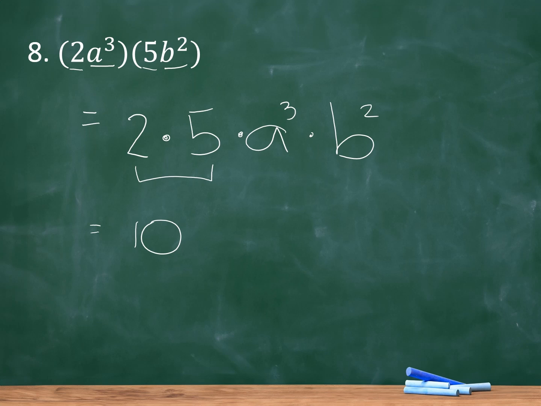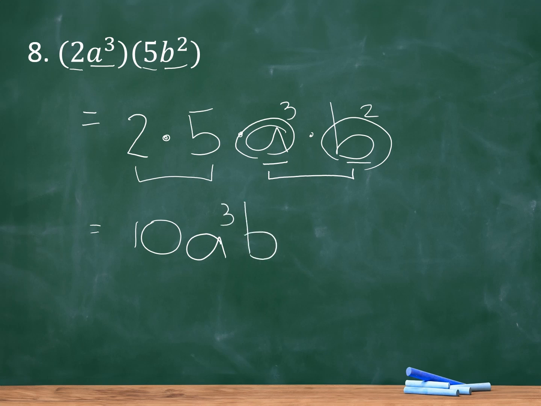And then notice here again we cannot apply the product of powers rule because we have different bases. For this monomial our base is a, and for this monomial our base is b. They are not the same, so we cannot multiply them using the product of powers rule. So what we're going to do is we will just copy a cubed times b squared. This will be our answer, 10a cubed b squared.